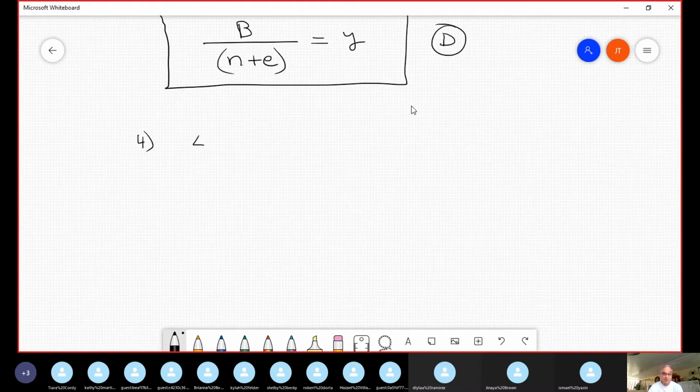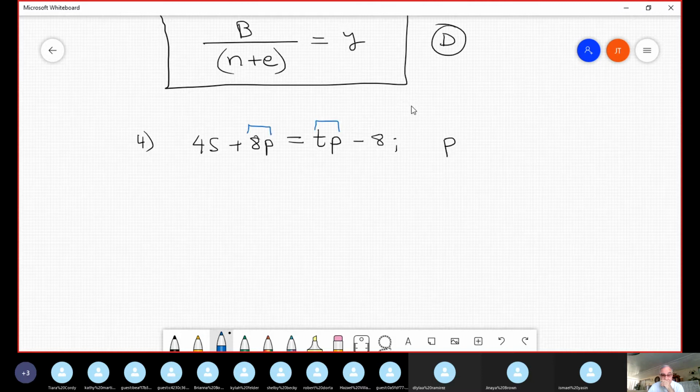Number 4 is 4s plus 8p is equal to tp minus a. Solve for p. Isolate p. And how to isolate p, the recommendation is try to bring the terms that contain p to the same side. P here and p here. The p terms to one side and the terms that contain no p to the other side. It doesn't matter what side, why. However, in my opinion, it's much better.